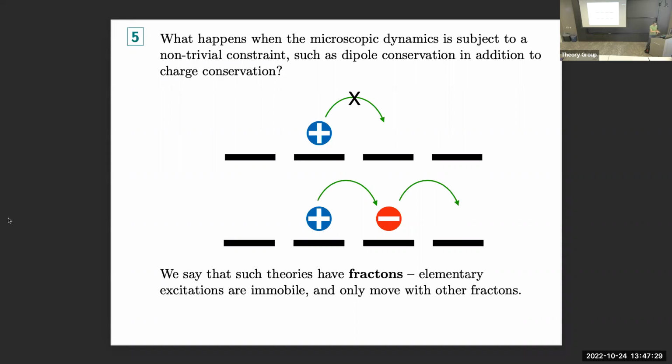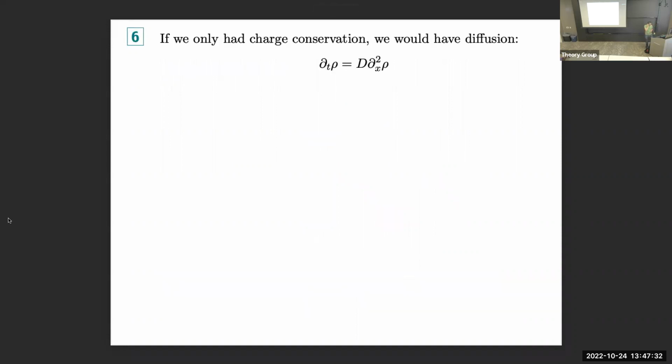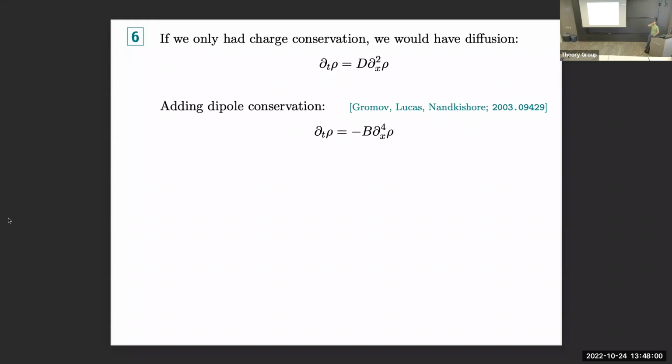Okay. So this is the setup. What happens? Well, if we didn't have this dipole conservation requirement, if we said the only thing that we require is that the charges on this lattice can hop around, but the total charge needs to be conserved, we would just have Fick's law for diffusion. In fact, this is like the absolute simplest theory of hydrodynamics out there. And it turns out if you add dipole conservation, it changes going from 2 derivatives to 4 derivatives. I'll explain why on the next page. But so that sort of simple microscopic criterion, which you might think shouldn't really do anything to the macroscopic dynamics, actually has a quite important consequence.